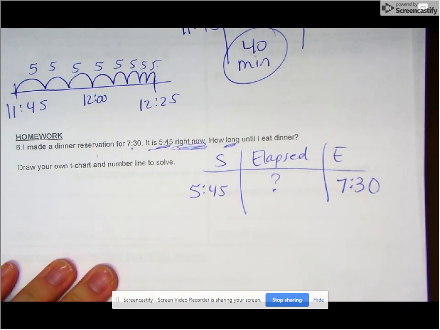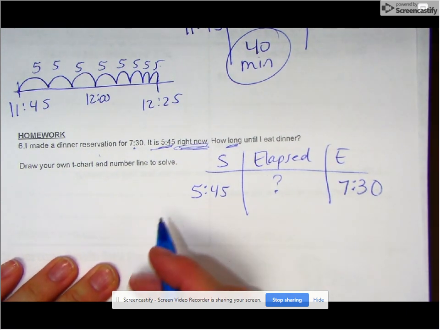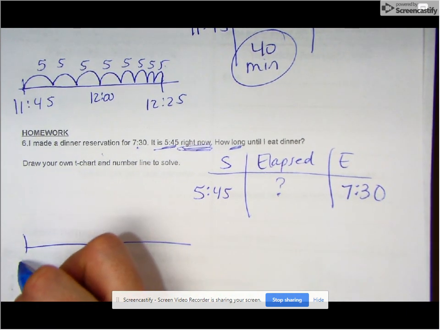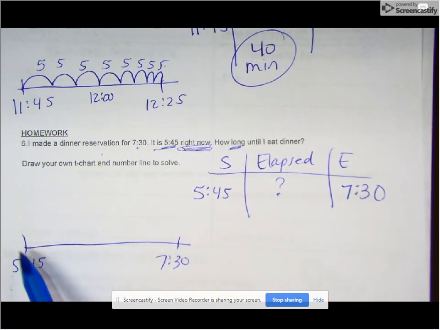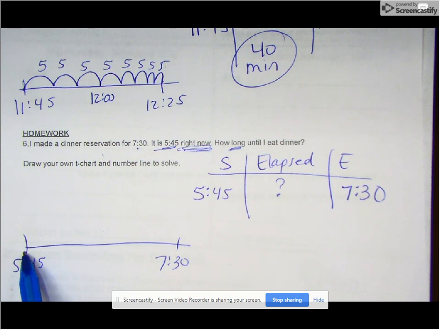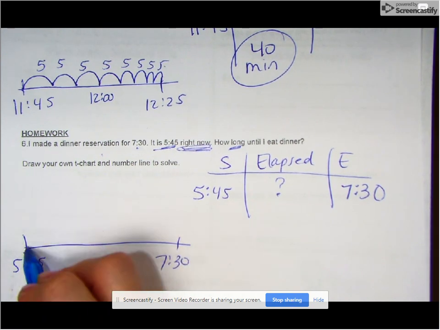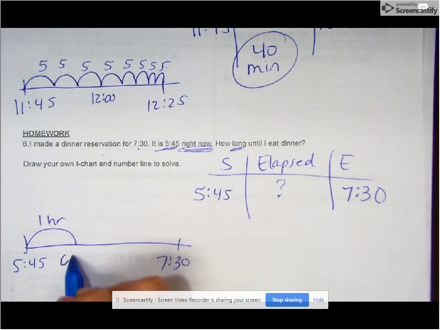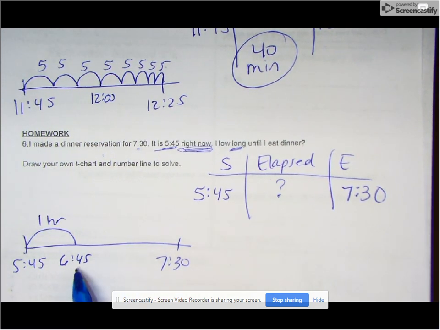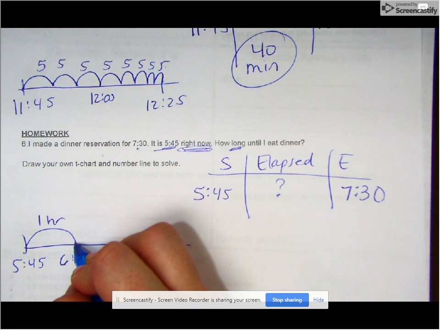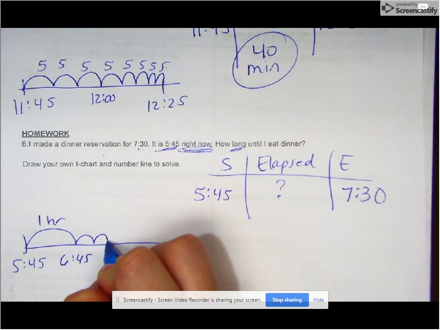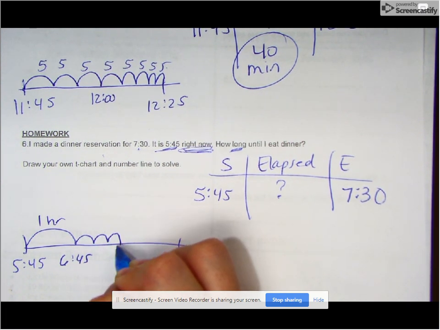Again, on all three of these, we're missing the elapsed time. All right, so 5:45 to 7:30. Okay, at 5:45, if I go an hour, it'll be 6:45. Can I do that? Yes. All right, I'm at 6:45. Can I go another hour? No, that would be 7:45. That's too much. So it's 6:45, 6:50, 6:55, 6:60, which would turn into 7 o'clock.